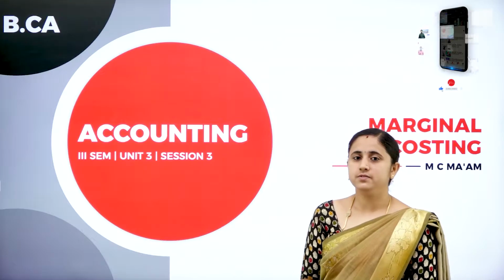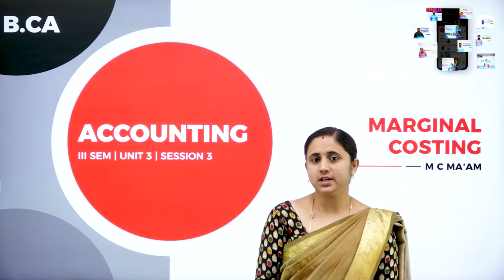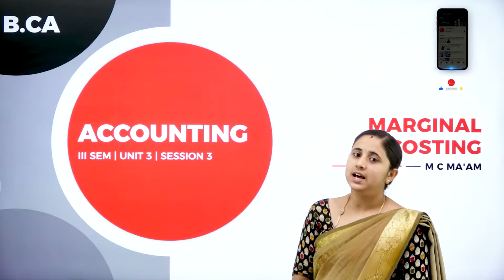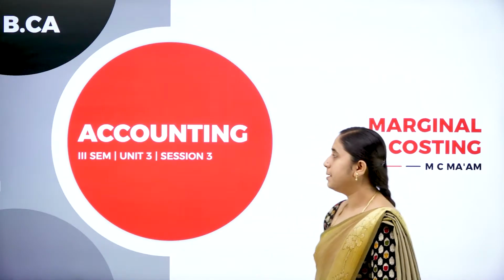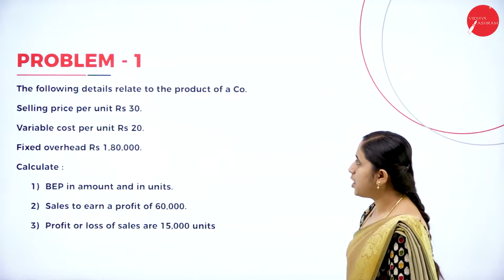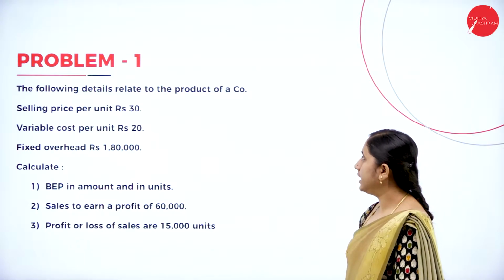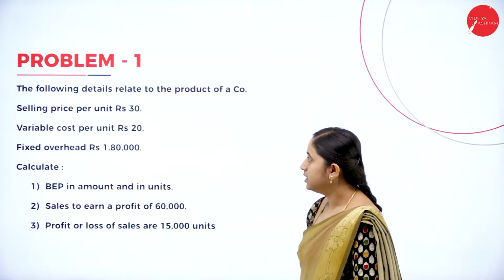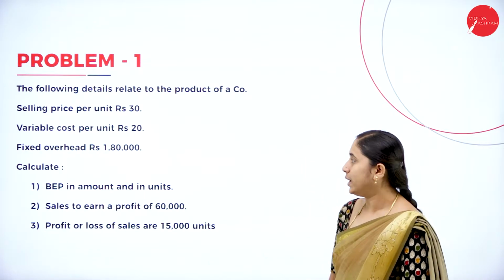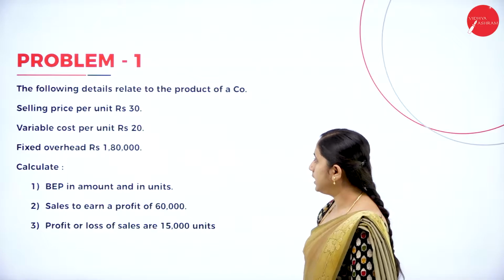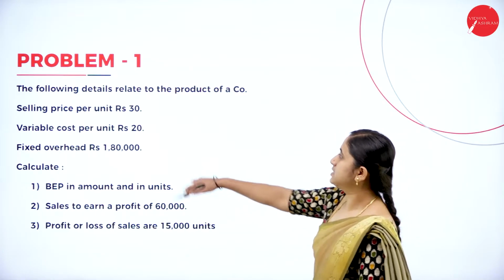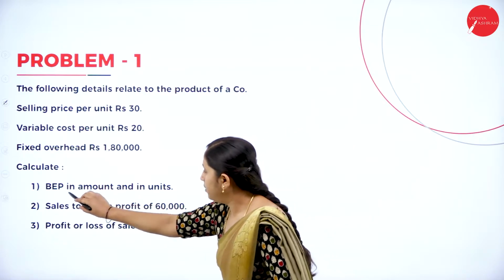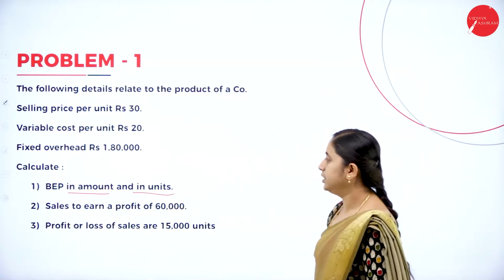In the last session, we have discussed marginal costing and the formulas under marginal costing. In today's session, let us begin with the problems on marginal costing. First problem: the following details are related to a product of a company. Selling price per unit 30, variable cost per unit 20, fixed overhead 1,80,000. From this given information, you need to calculate BEP in amount as well as in units.